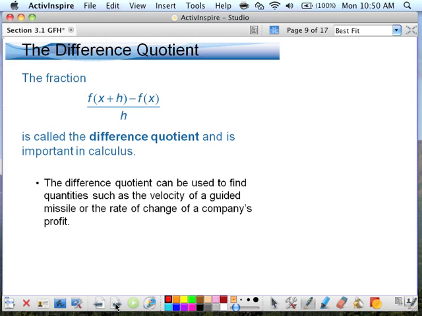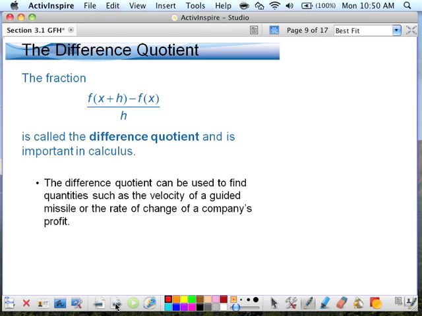It's basically used to find quantities such as the velocity of a guided missile or the rate of change of a company's profit. So it is a way to talk about slope for nonlinear things, which is probably weird for you to think about. But that's what the difference quotient is. So let's talk it one more time.